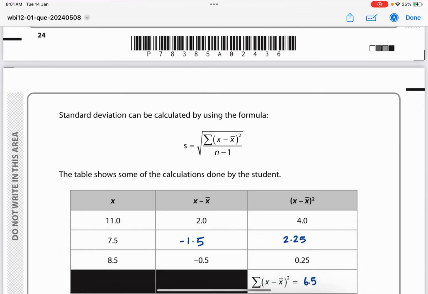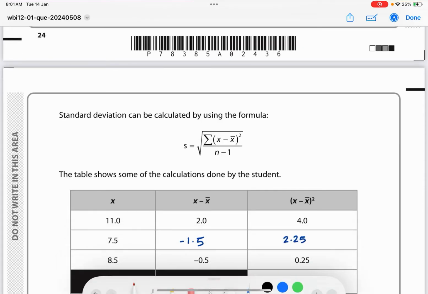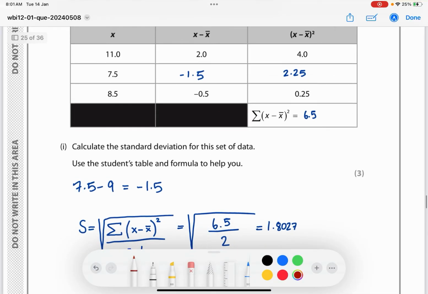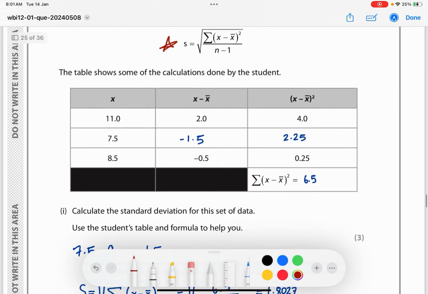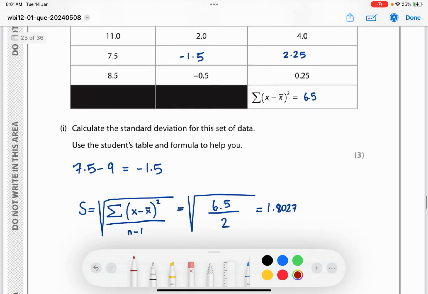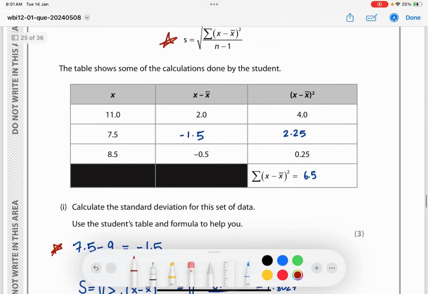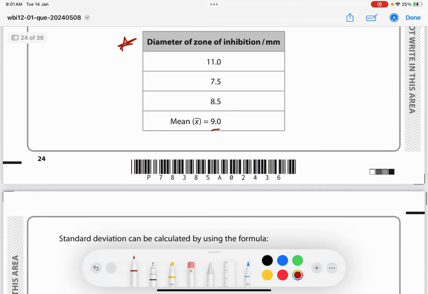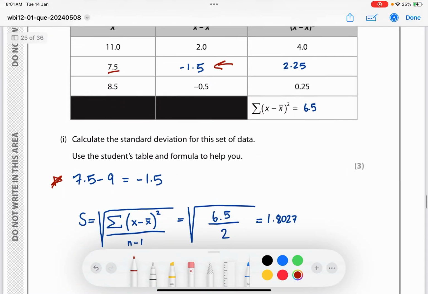So we have the formula for standard deviation right over here, given to us. The table shows some of the calculations done by the student. Calculate the standard deviation for the set of data. Use the student's table and formula to help. Okay, so easy. First, we calculated the data that's right over here, which is x minus the mean of x. X here is 7.5. The mean was given to us as 9. Therefore, it's going to be 7.5 minus 9, which gives us negative 1.5.